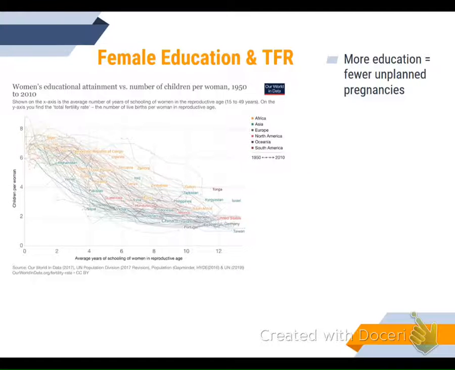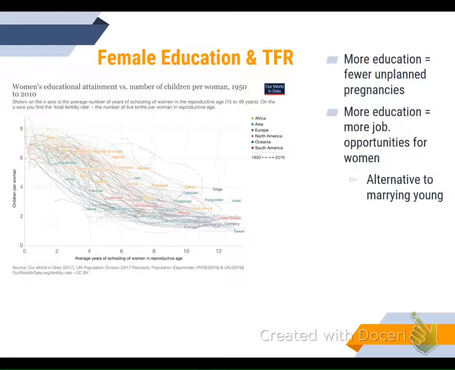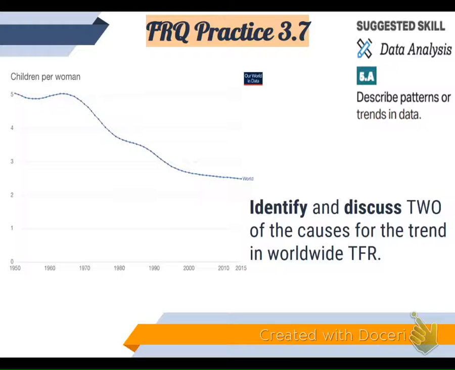Women's education is the same thing. As you get more and more education, the number of kids that you have goes down. Why? Because with more education, you're going to have fewer unplanned pregnancies, because you know basically how it works. More education, more job opportunities for women. In other words, they're outside the home making money for the family. It's also because you're making more money, more education, you don't have to marry young. You're not going to be forced to marry.